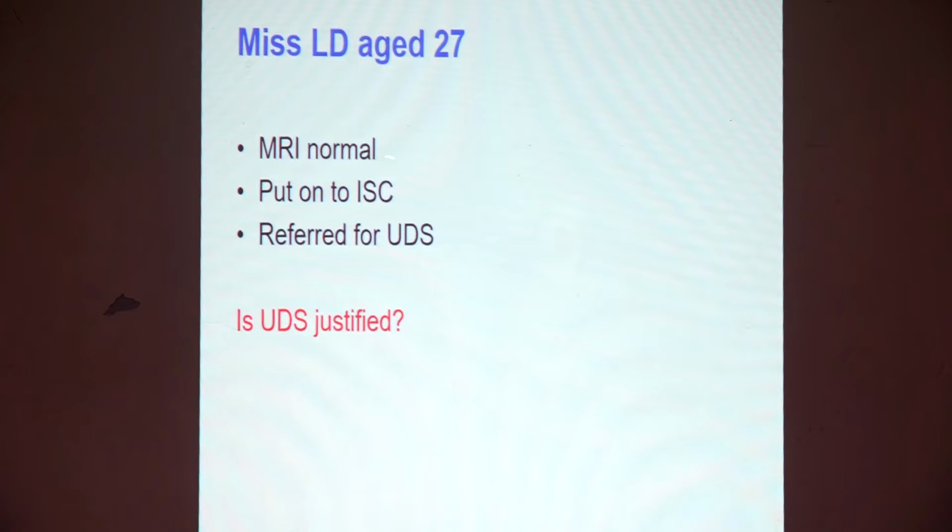After the catheter was removed, she had to have a catheter put back in with a residual of 760. She didn't want to use the catheter all the time, so she was put onto ISC and referred for urodynamics. Is urodynamics justified? Well, I think in a 27-year-old who can't void, for reasons we don't understand, the answer is probably yes.